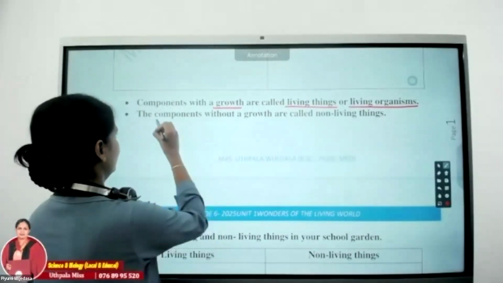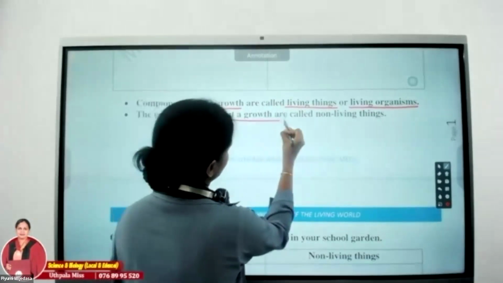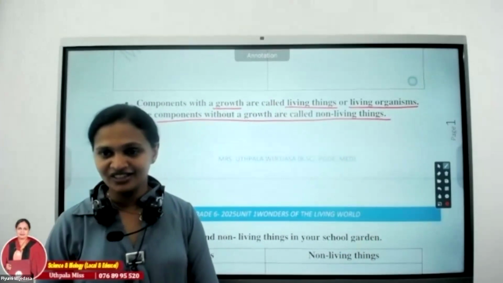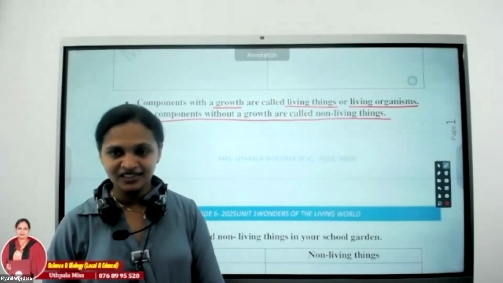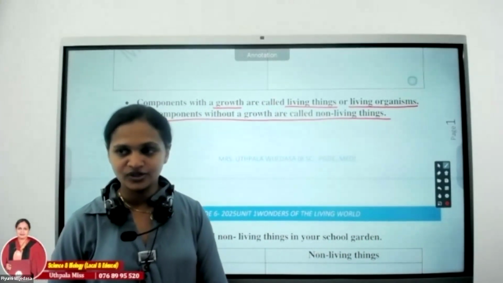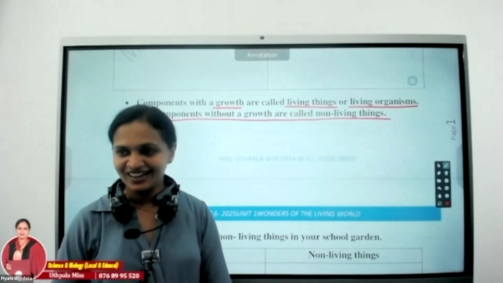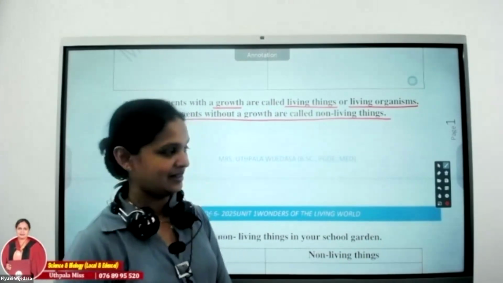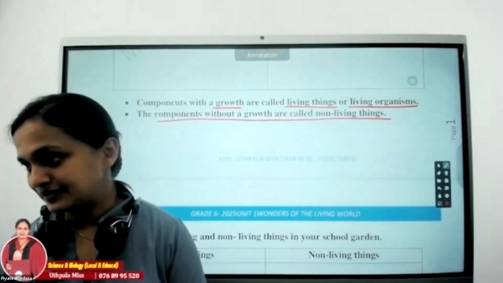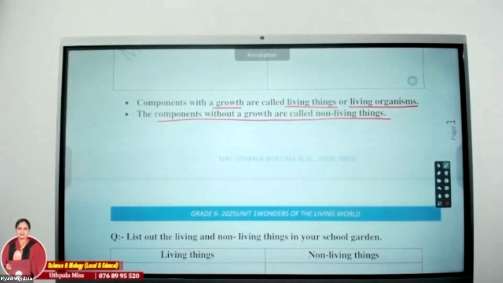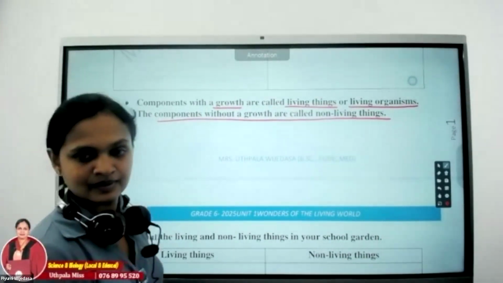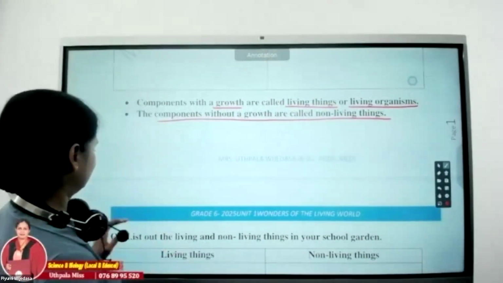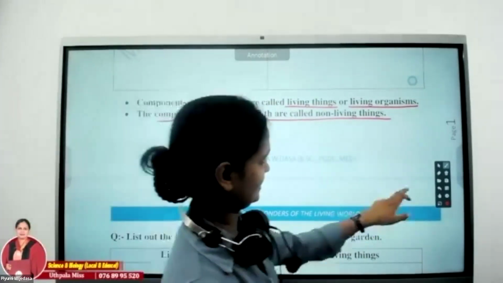Then the components without growth are called non-living things. Components without growth are called non-living things. Okay? Right. Did you underline or highlight?